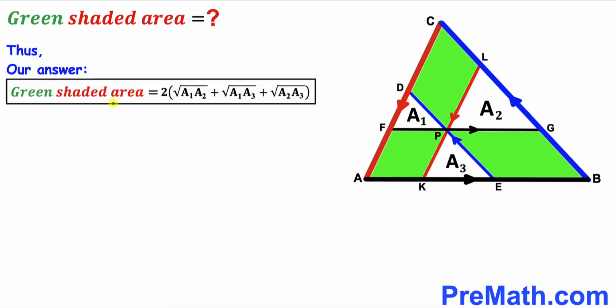So thus after all the calculations and manipulations, our green shaded region area combined turns out to be 2 times the square root of a sub 1 a sub 2 plus the square root of a sub 1 a sub 3 and plus the square root of a sub 2 and a sub 3. And that's our final answer.